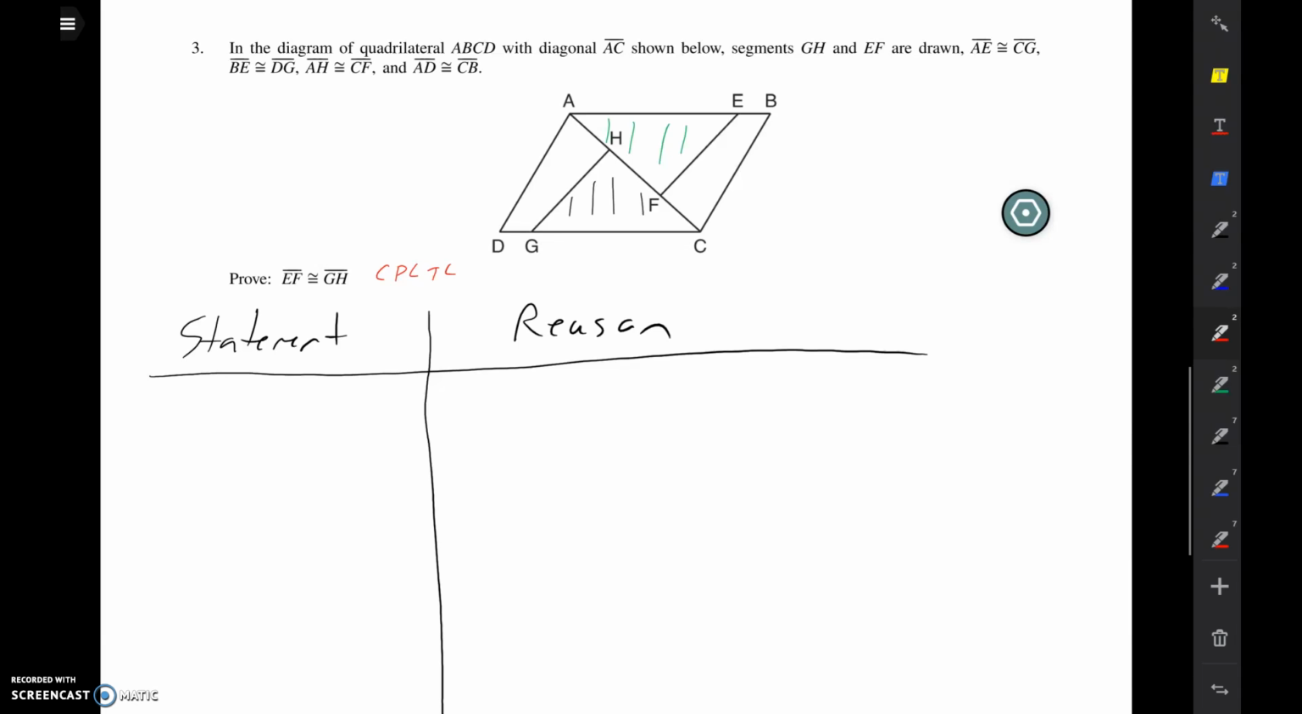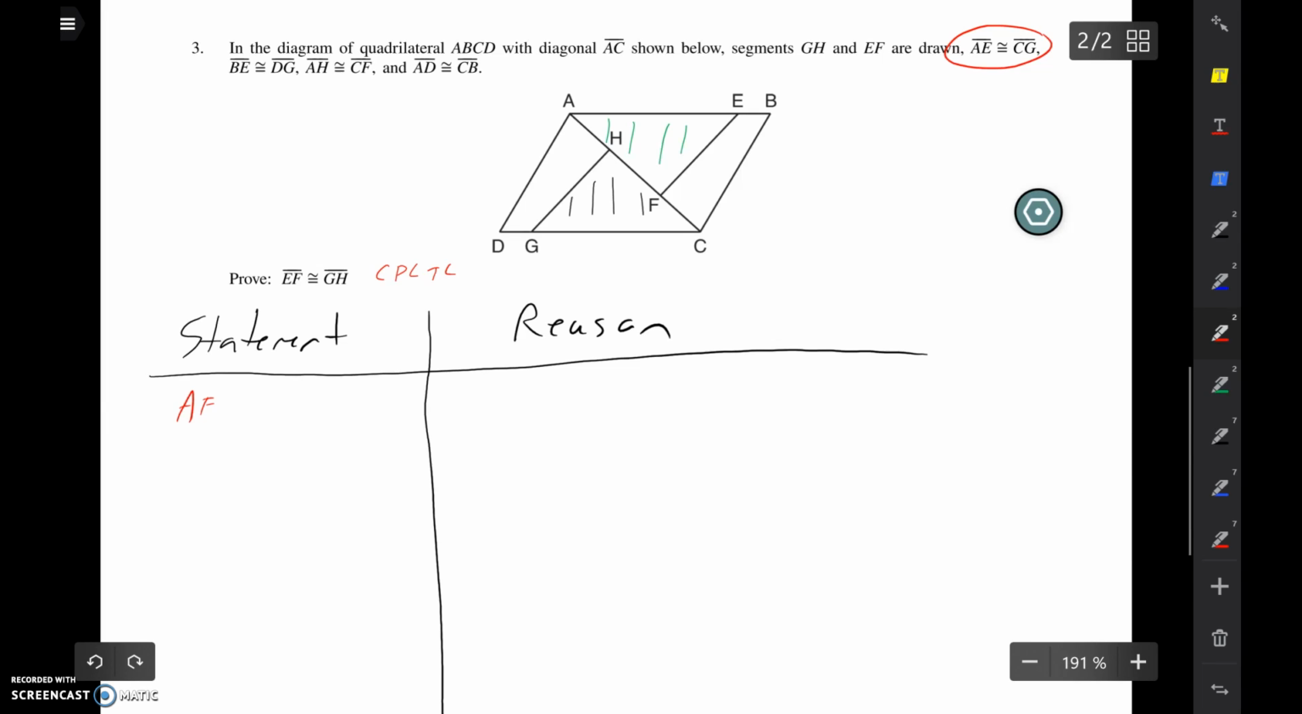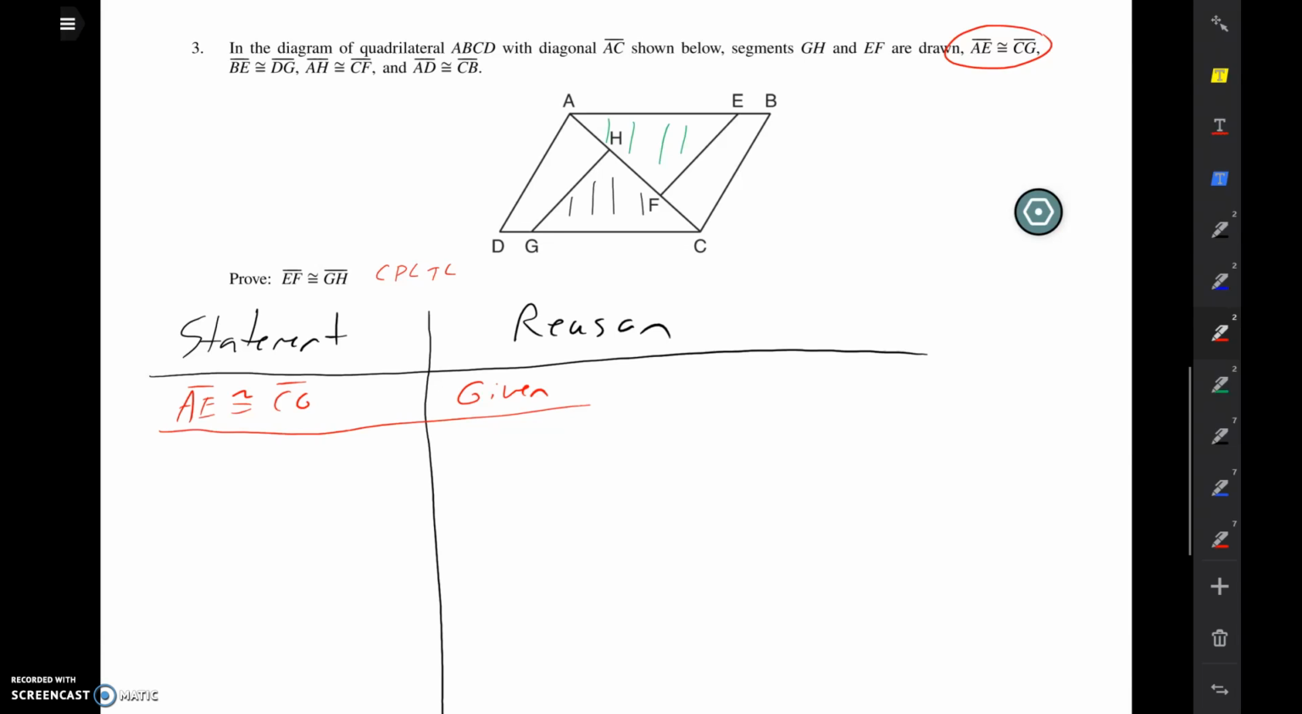So let's see. The first given is AE is congruent to CG. And so we state that as given. Now I do not number my statements as I go. I draw lines to keep them together. Again, you could just stick with whatever method you've been using all year.